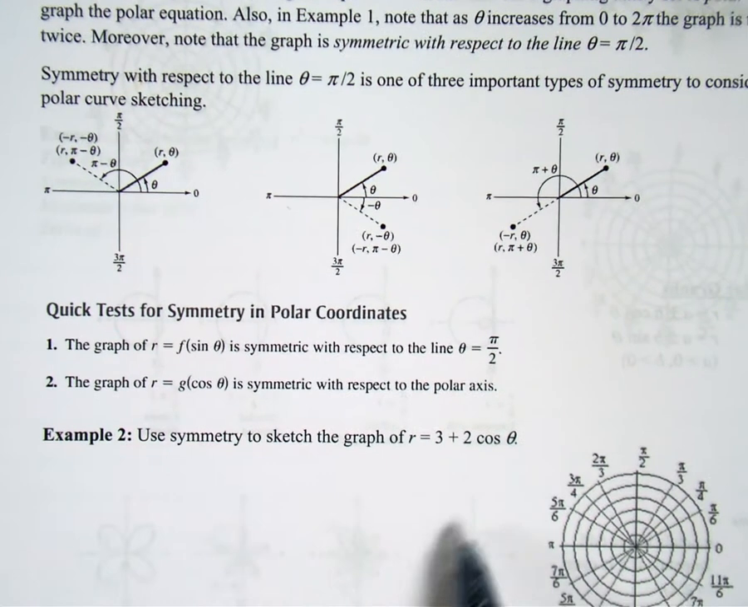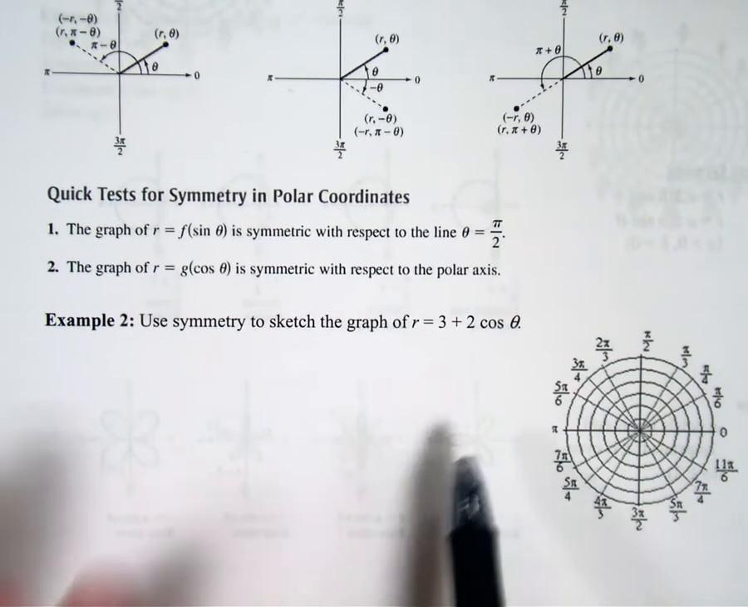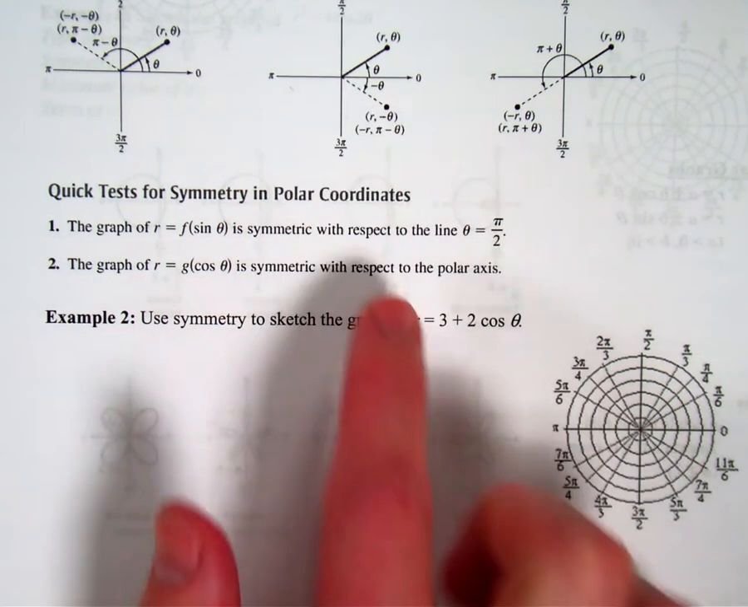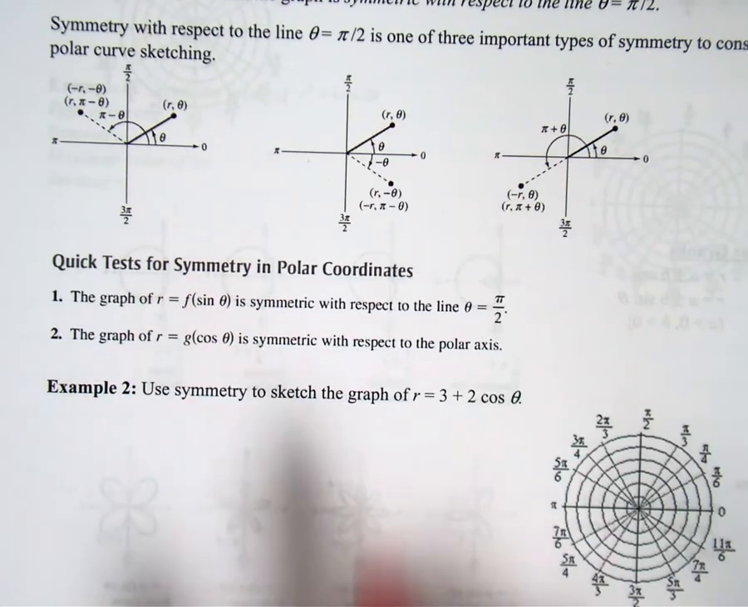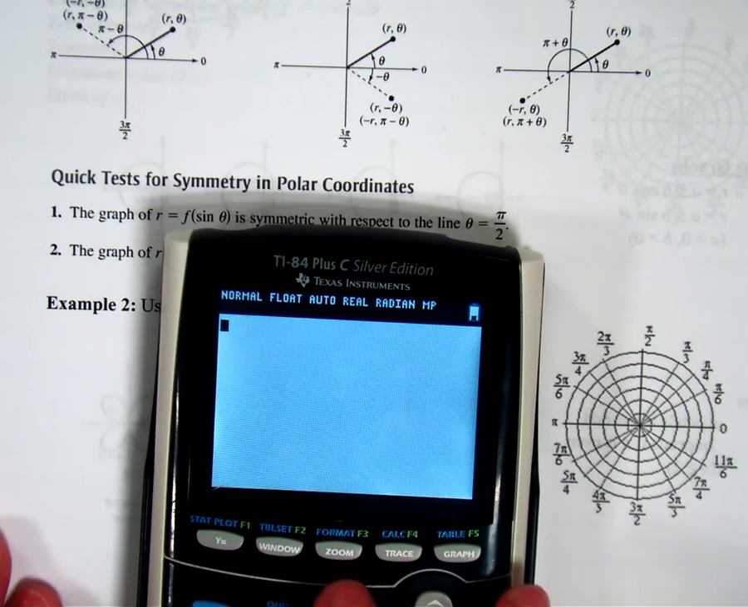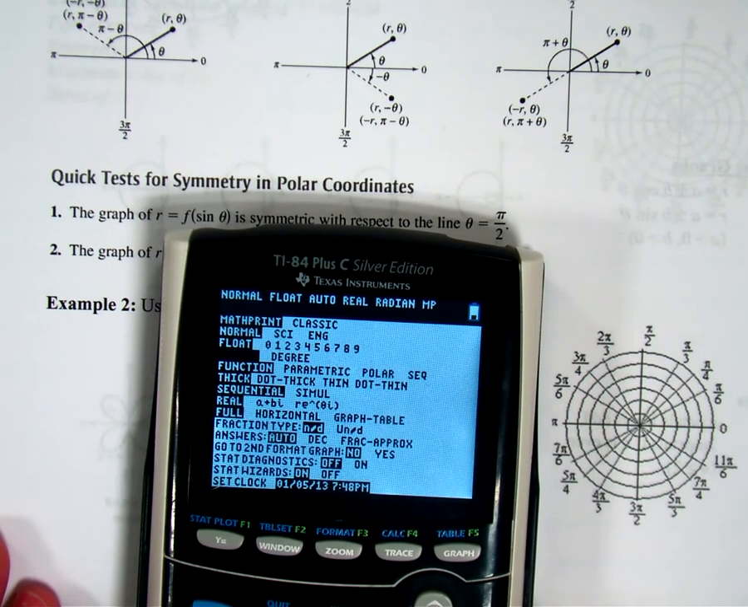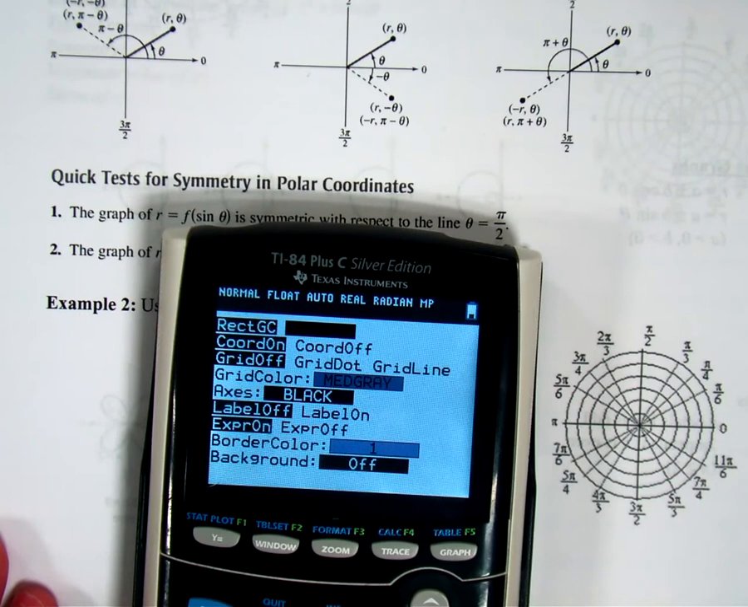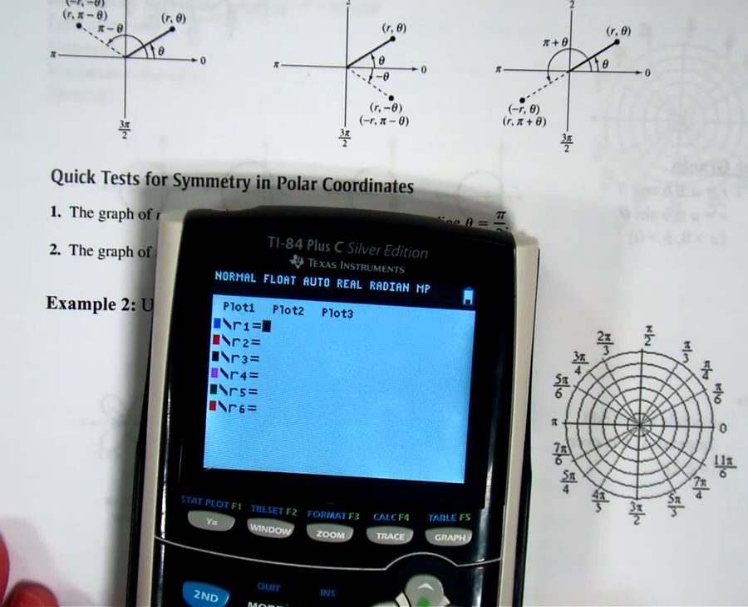Let's take a look at the graph of 3 plus 2 cosine theta. And we can use symmetry. It's going to be cosine, so we're expecting it to have symmetry here where we can flip it upside down. So let's just get some points up there on the top. On our calculator, I need to change this one. Mode. I want radian, and I want polar, and I want polar graph. Now we're ready to go.